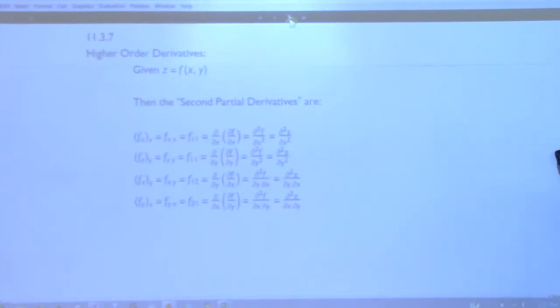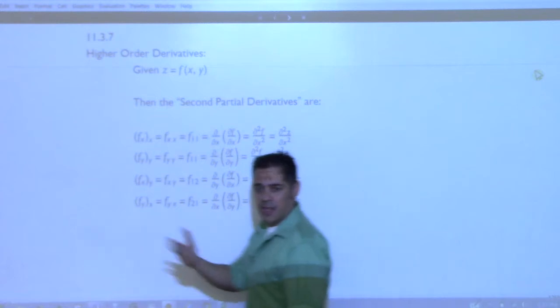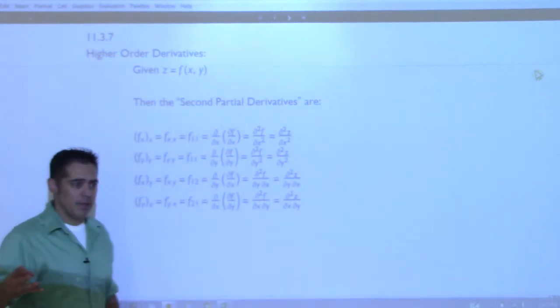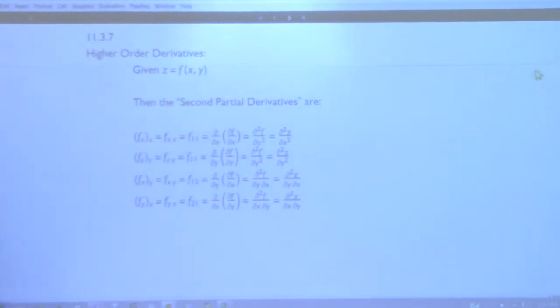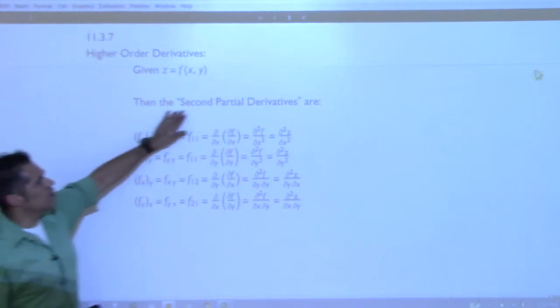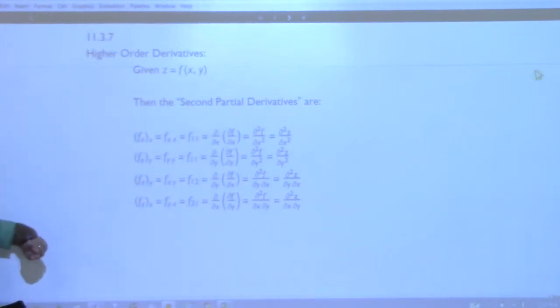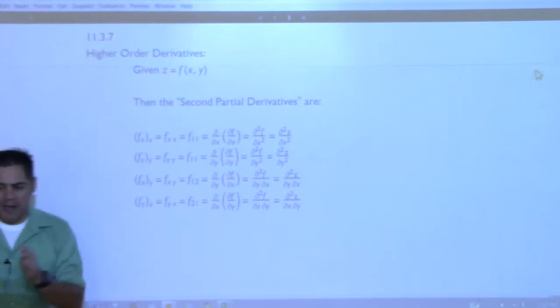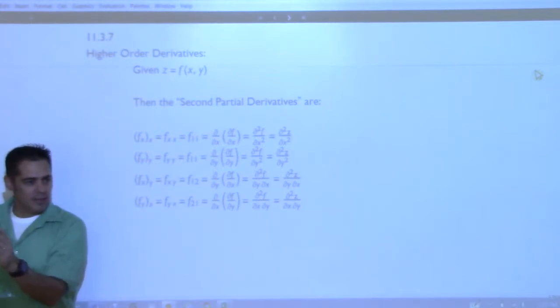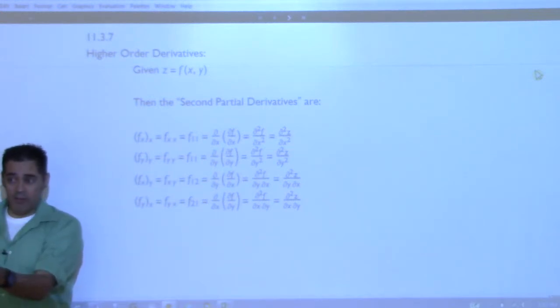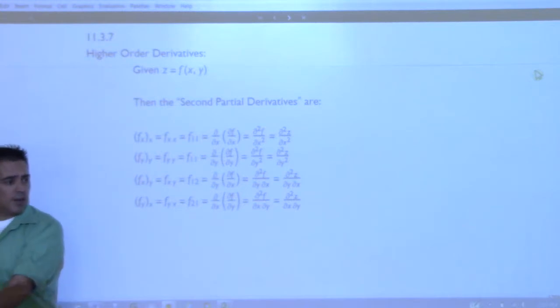Now, just like in Cal 1, if we have a derivative, well, then we had second derivatives and third derivatives and fourth derivatives, right? So we have the same thing here. We can have second partial derivatives. Now, this gets a little tricky because if I'm aiming this direction, parallel to the x-axis, that's the partial with respect to x. And that derivative would give me the slope of the tangent line in this direction, right?